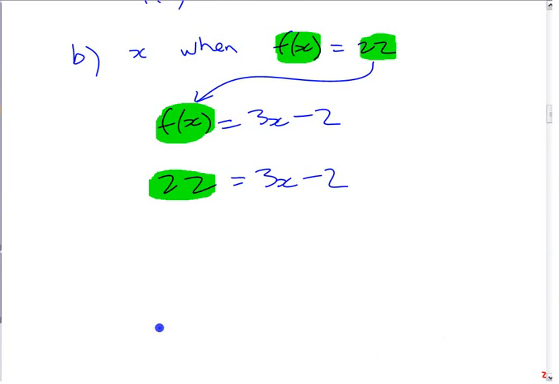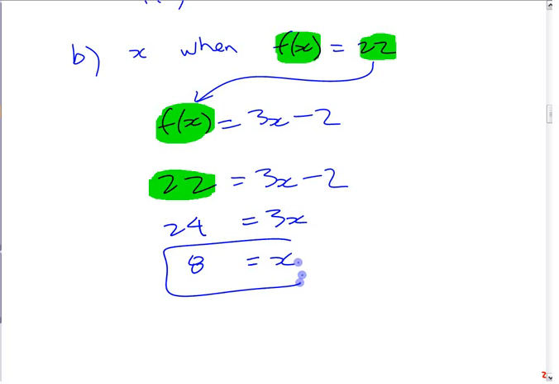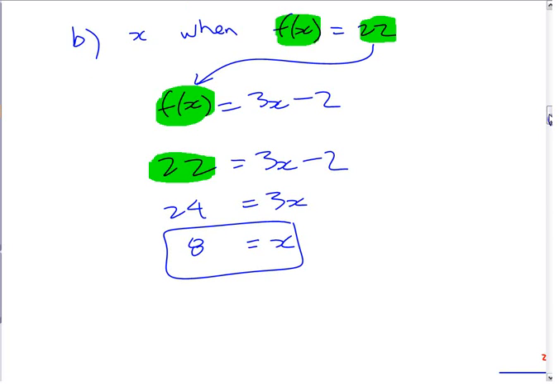And what do you get for that? How do you figure out that? You're good at solving these equations by now, right? After grade 8 and 9. Add 2 to both sides, you get 24 is 3x. Divide by 3 on both sides, you get 8. X is 8. That's probably the limit of what we're going to do with function notation. All right? Are we sort of okay with that? Yes, no, maybe?